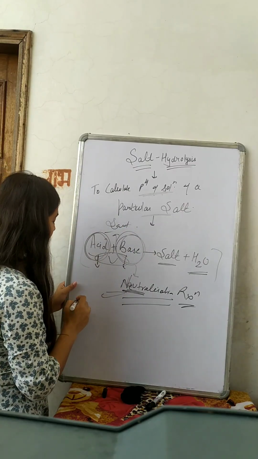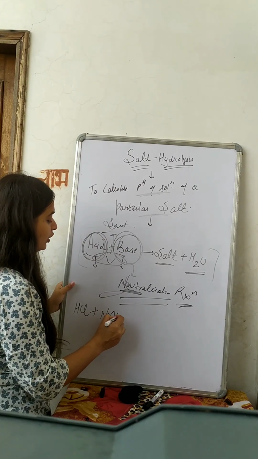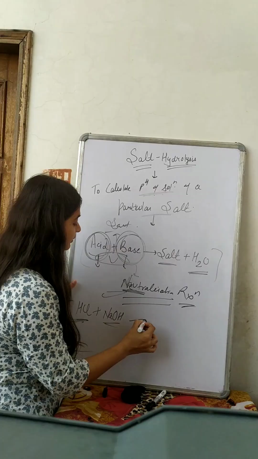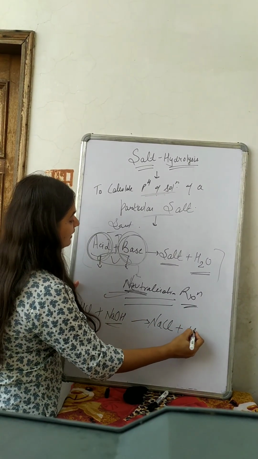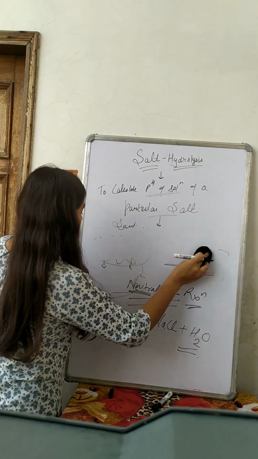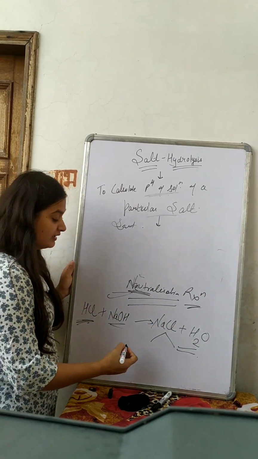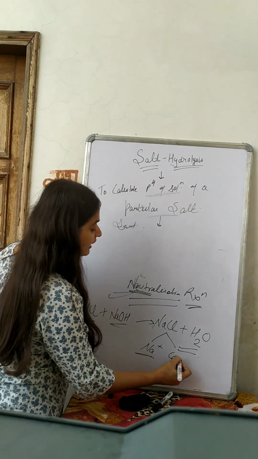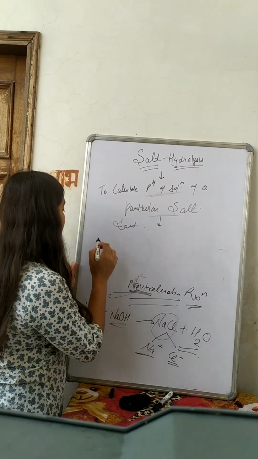Let's take an example. The best example is when HCl reacts with NaOH. HCl is a strong acid and NaOH is a strong base. They react together and form salt, NaCl, and water. Now you can observe this salt contains two types of ions. The first one is the positive ion, Na+, and the second one is the negative ion, Cl-, the chloride ion. So this is the salt.